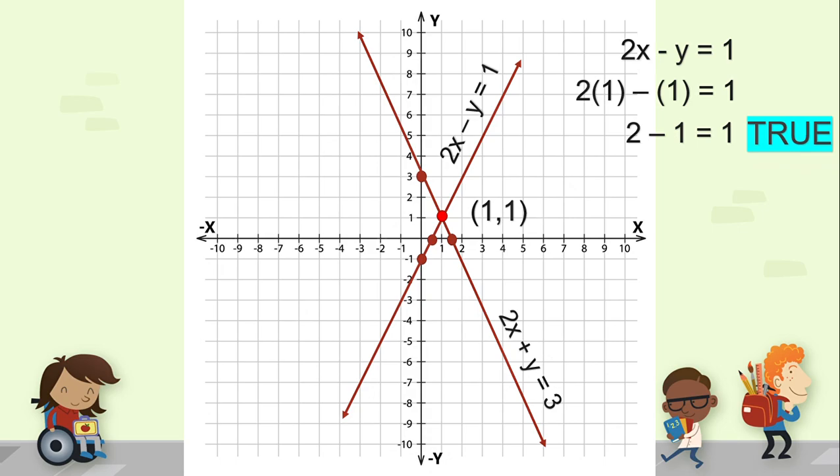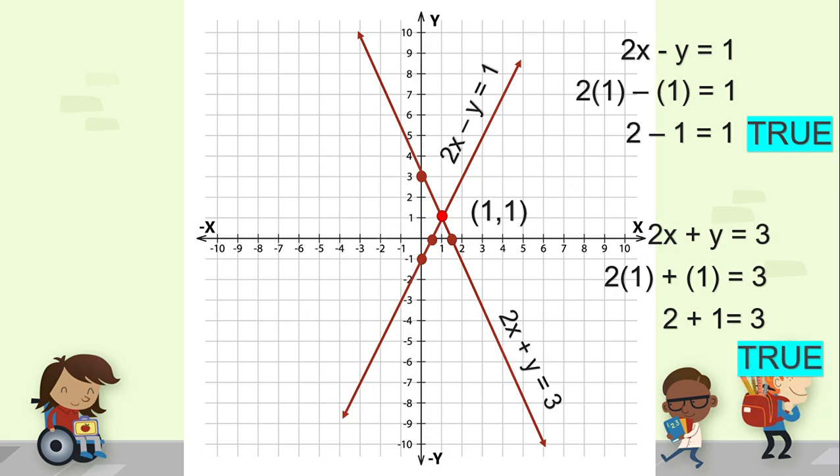Next, for the linear equation 2x plus y is equal to 3, let's substitute 1 for x and y. So we will have 2 times 1, the value of x, plus 1, the value of y in our ordered pair, is equal to 3. So 2 times 1 is 2, then plus 1 is equal to 3. It shows that our solution is true.